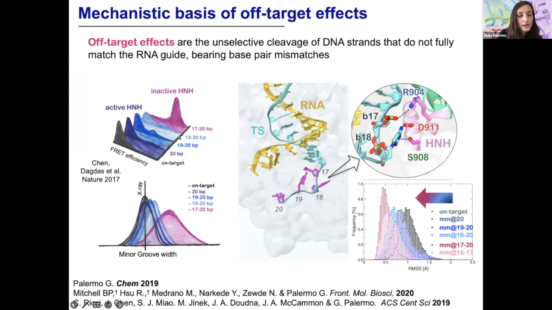In this single molecule experiment, schematically depicted here, you can see that in the presence of 4 base pair mismatches at the end of the hybrid, HNH can assume an inactive conformation, unable to cleave the DNA. But in the presence of 3 to 1 mismatches, HNH progressively assumes an active conformation similar to what is observed in the on-target system, and is able to cleave the DNA.